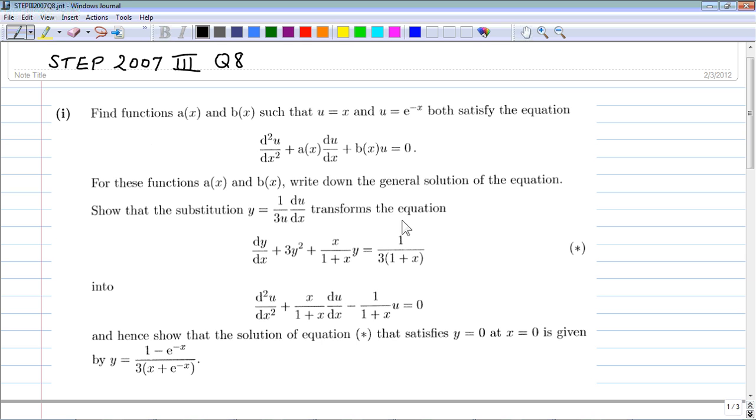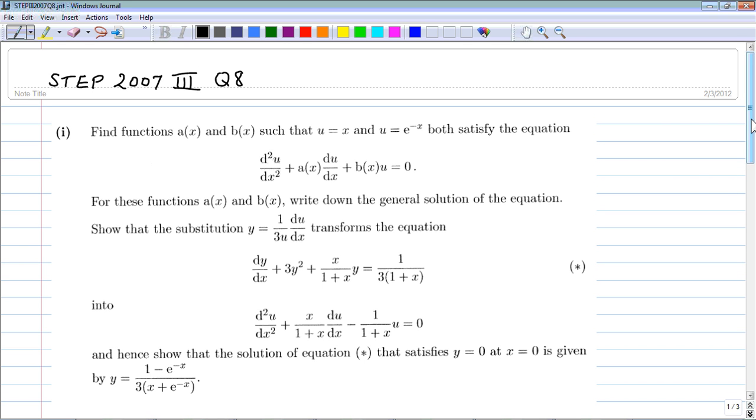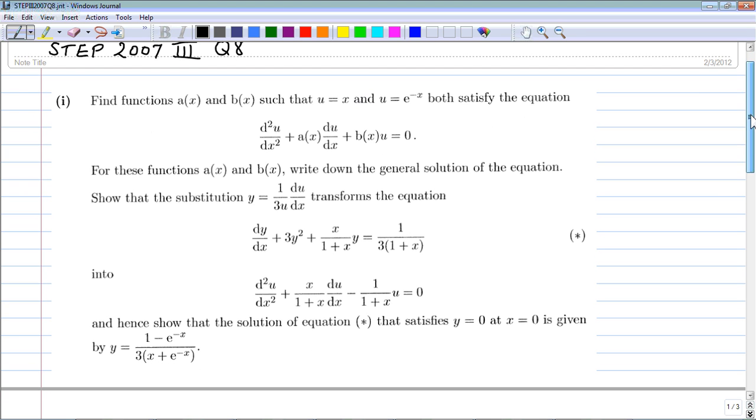Okay, hello. So this is another episode in the series of STEP questions, showing you how to do STEP questions from STEP Maths, and I'll get straight on with it. So you see here we're talking about STEP 2007, Paper 3, Question 8. The question is rather long, so I've split it into two screens. The first part of the question, part 1, is here.